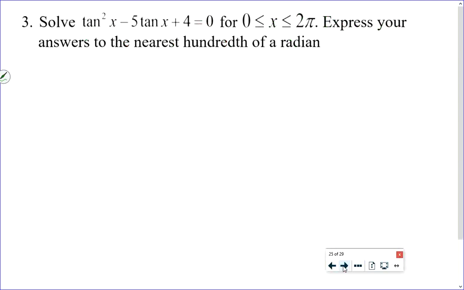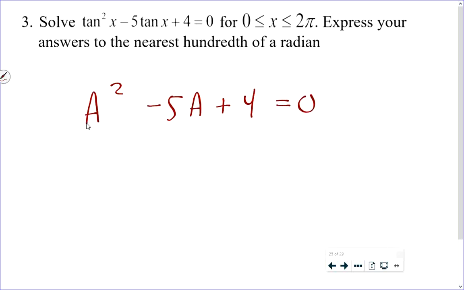Tan squared x minus 5 tan x plus 4 equals 0. We want to solve that in radians in decimal form, which means we're not going to put our calculator into degrees to recognize the angle because we don't care. It's decimal form. We need to factor this first. I am going to change this to a squared minus 5a plus 4.